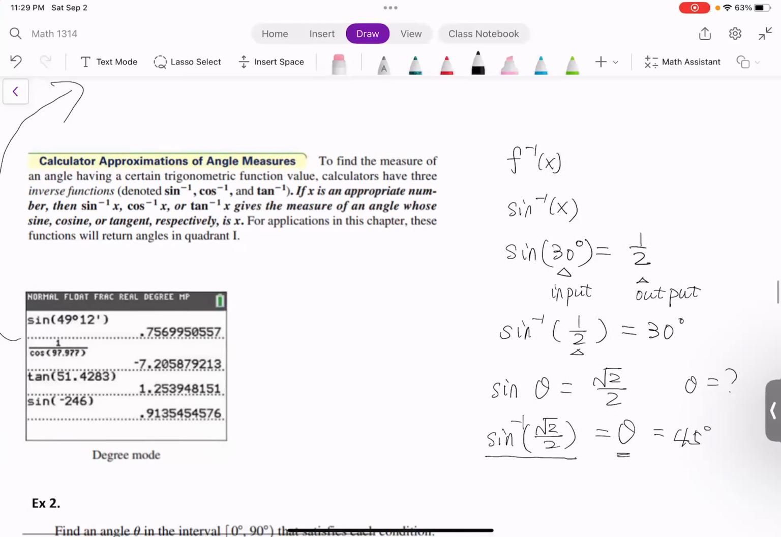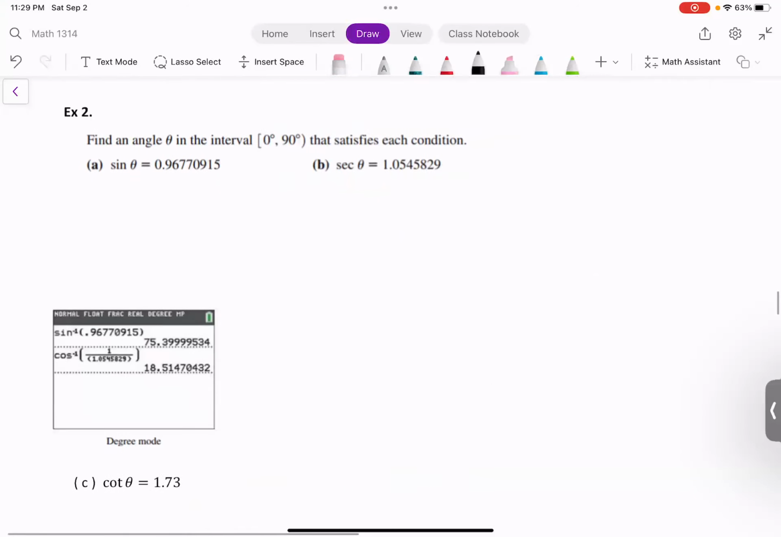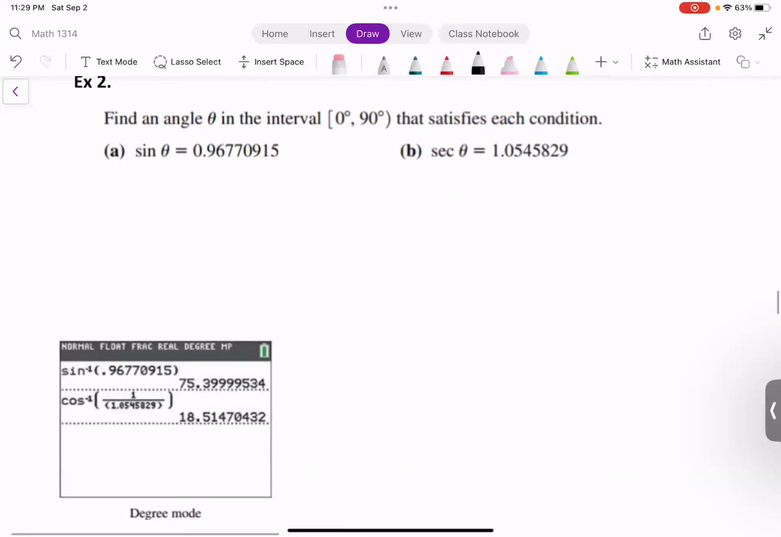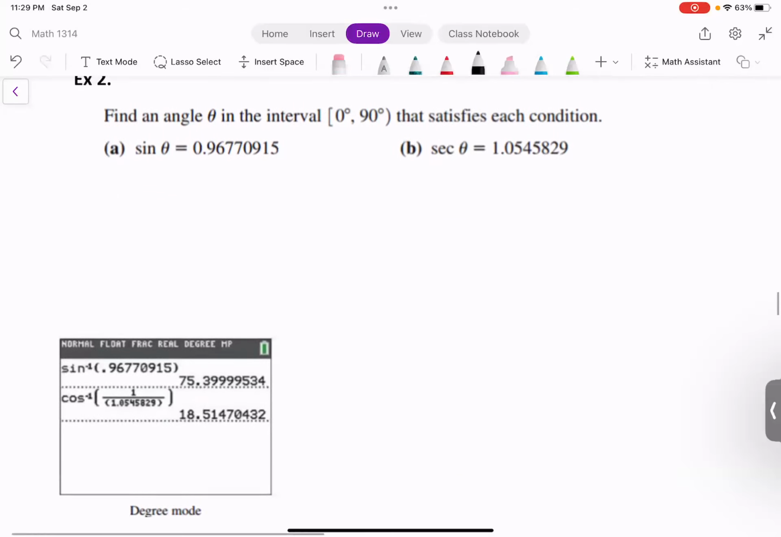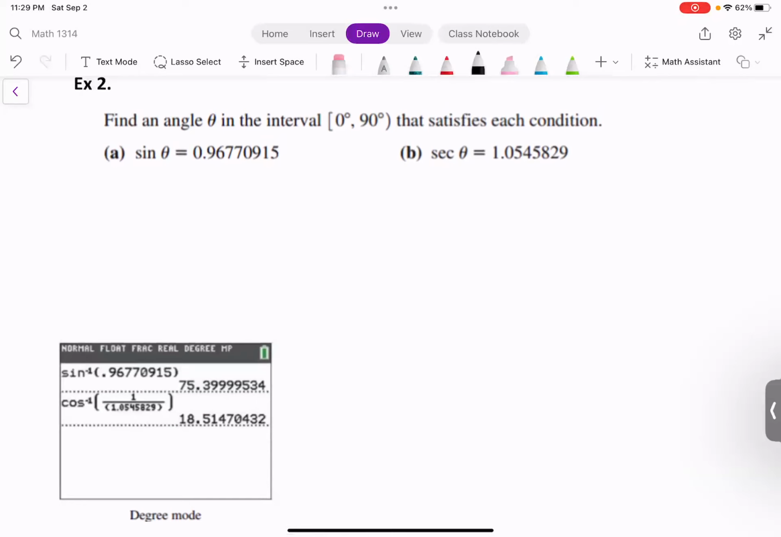All right, let's move on to example 2. Find the angle theta in the interval 0 to 90 degrees that satisfies each condition. It gave us sine theta equals a number that has a lot of decimal places. So how to find theta? Theta is the inverse of sine 0.9677091. Let's pull out our calculator.